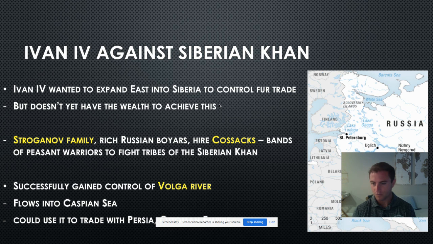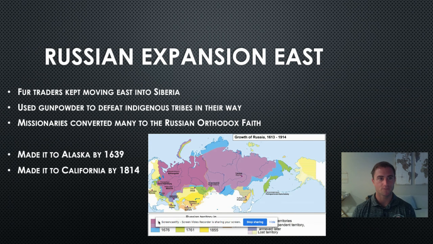And so now Russia has expanded east. They have not only gained control of the fur trade, they've also gained control of the Volga River, which flows into the Caspian Sea. Now that gives them access to trade with Persia and the Ottoman Empire, two of the richest areas in the world right now. They're expanding their trade routes, which is going to help Russia become a stronger centralized state.